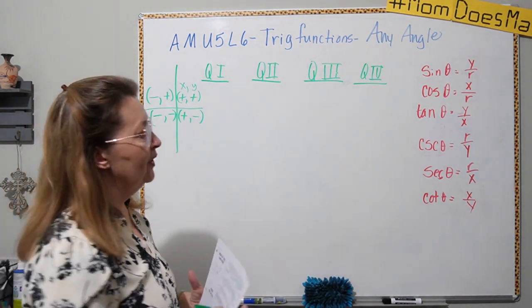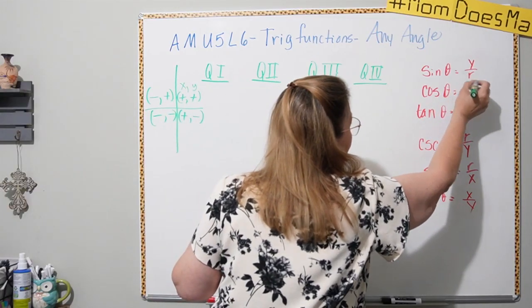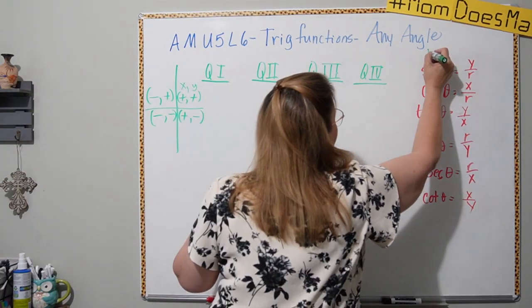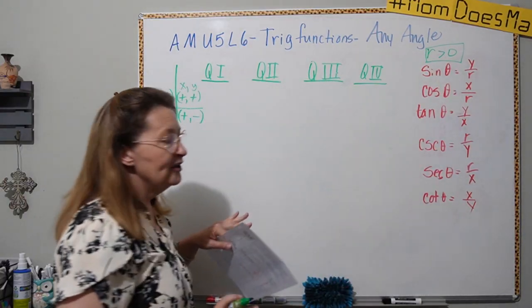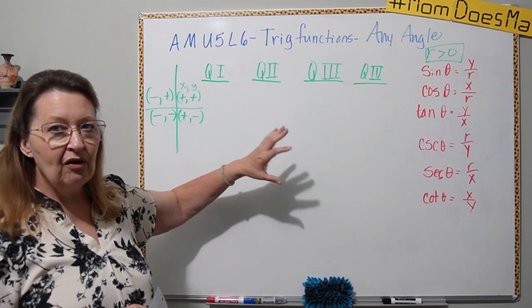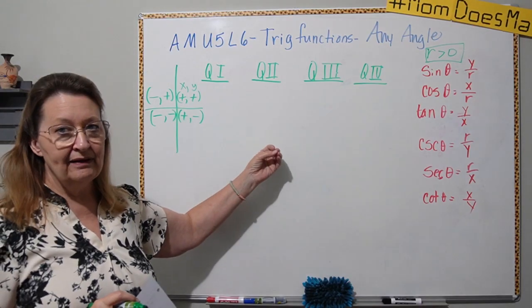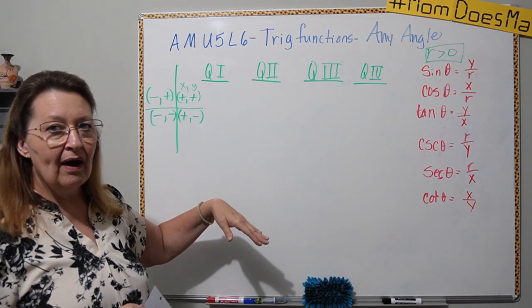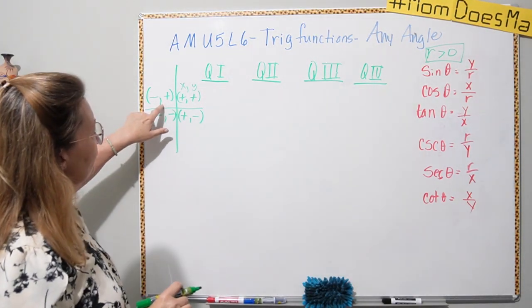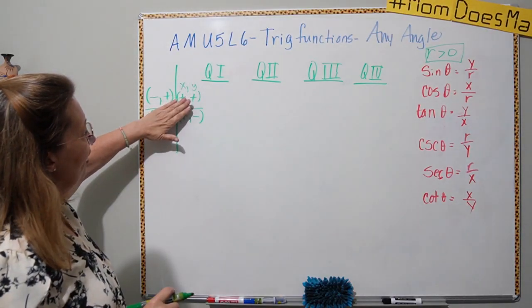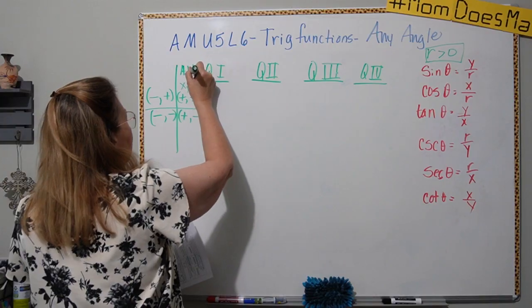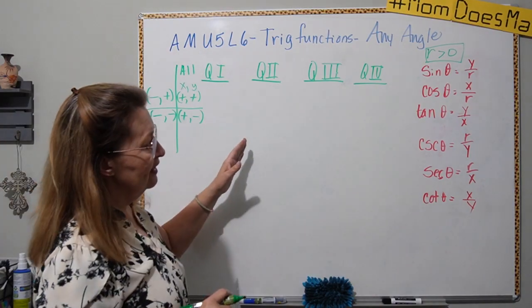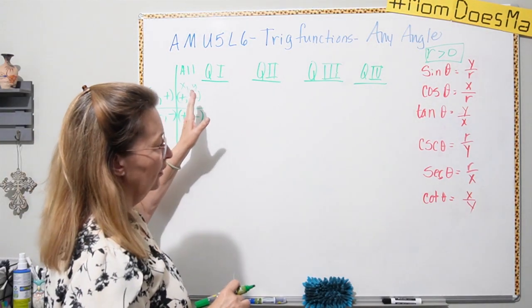The other letter that we have, the r, the radius, r is always positive. R is always positive because that's your radius. So the only thing we have to worry about the sign of is the x and y. So since everything is positive in quadrant 1, we're going to say everything is positive for quadrant 1.